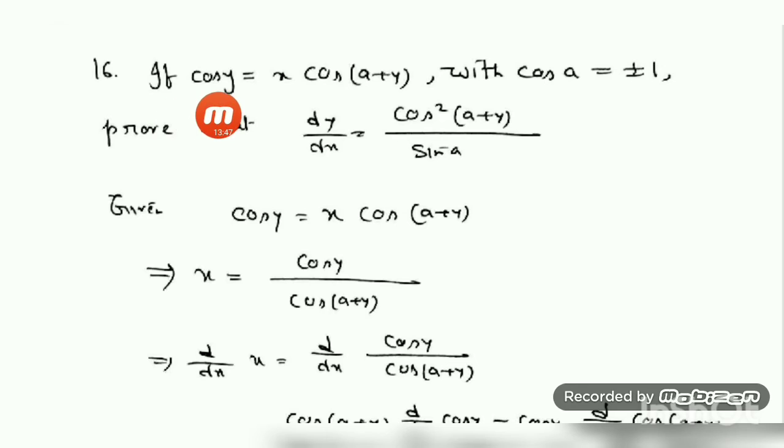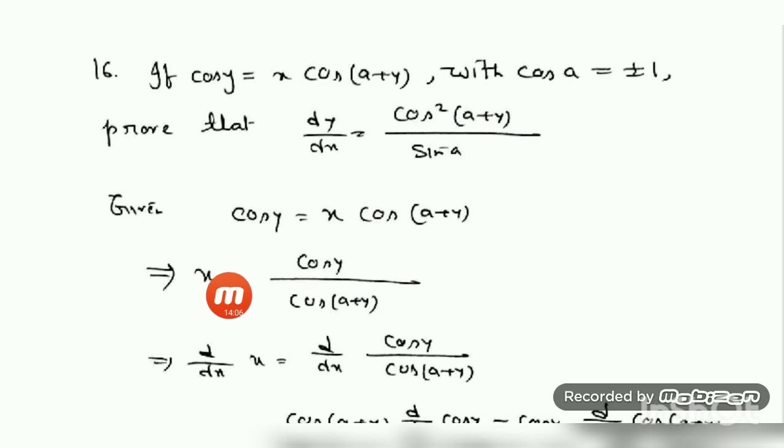If cos y equal to x cos of a plus y, with cos a is not plus minus 1, prove that dy dx equal to cos square a plus y by sin a. Here this is the given expression, cos y equals x cos of a plus y. As I need here cos square a, so I just want to bring this to the denominator.